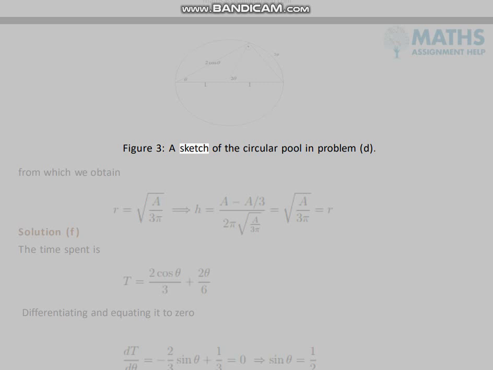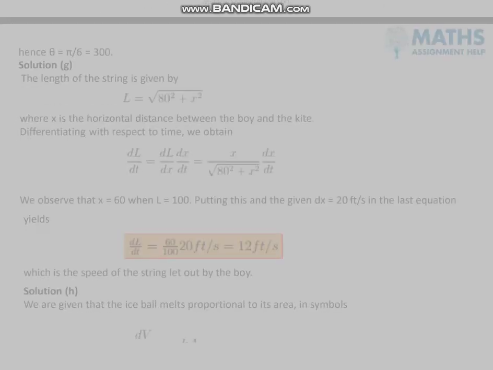Figure 3. A sketch of the circular pool in problem D. From which we obtain solution F. The time spent is differentiated and equated to 0. Hence theta equals pi over 6, which is 30 degrees.